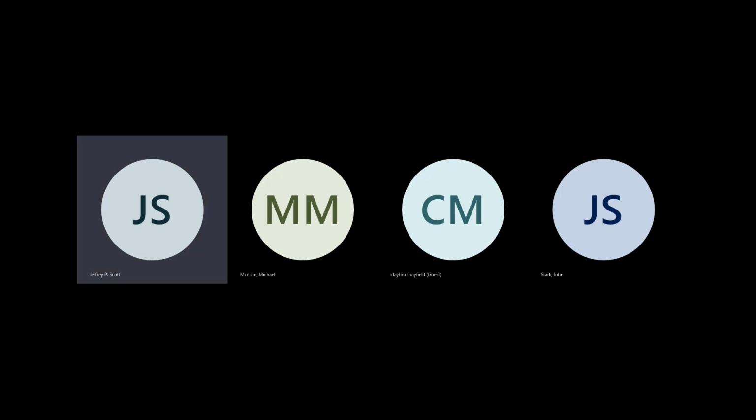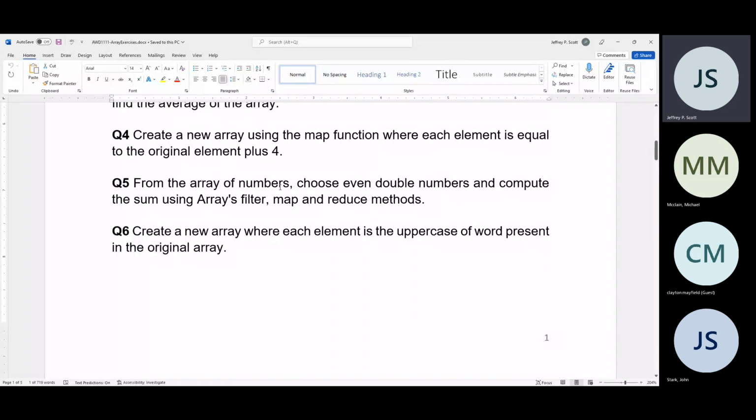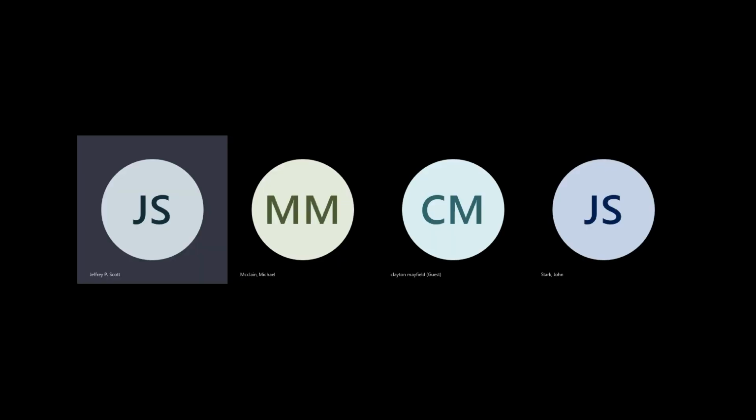All right. And again, this is number 5. So from an array of numbers, choose the even numbers, and compute the sum. So I want to double them and then compute the sum using the array filter, map, and reduce methods. And you might say, fine, why are you doing all this stuff? Because I want to show you here that you can go through what's referred to as chaining.